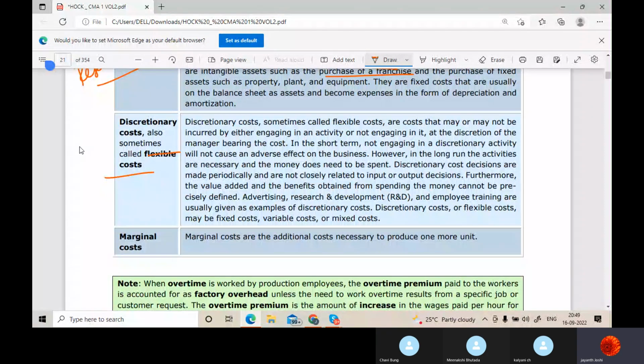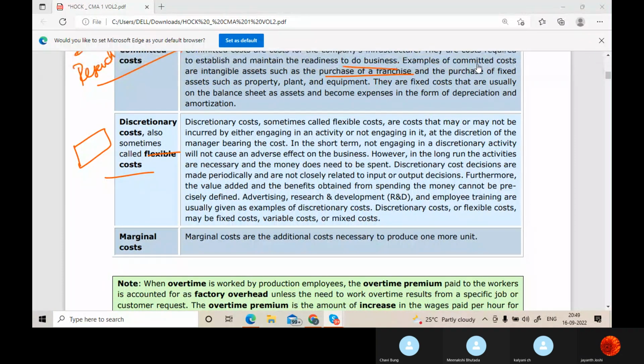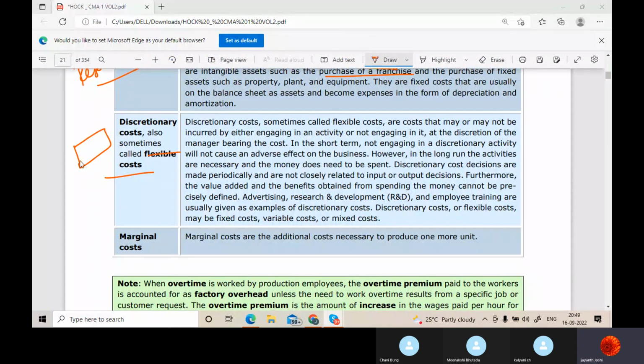Flexible cost. That means, let's say for example you want to serve food to some people, there are two types of disposals. There are two options you have.